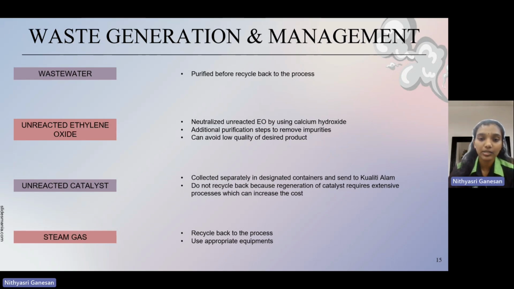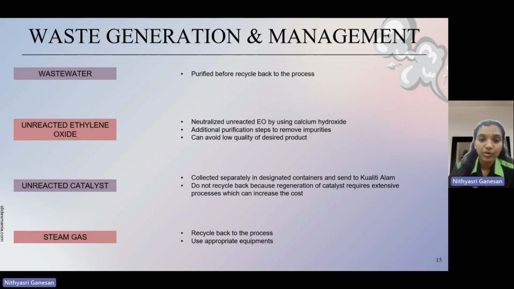Incomplete conversion of ethylene oxide to ethylene glycol can occur during the hydrolysis process, leading to the presence of unreacted ethylene oxide in the reaction mixture. This unreacted ethylene oxide needs to be separated and purified. Next, the unreacted catalyst may contain trace amounts of contaminants, metals, or other chemicals that require proper handling and disposal to prevent environmental contamination. Lastly, the steam gas waste is generated in the formation of ethylene glycol coming from the dryer, which vaporizes the water from the ethylene glycol. These wastes have their own waste management system.